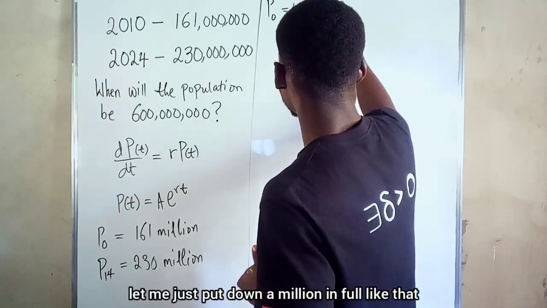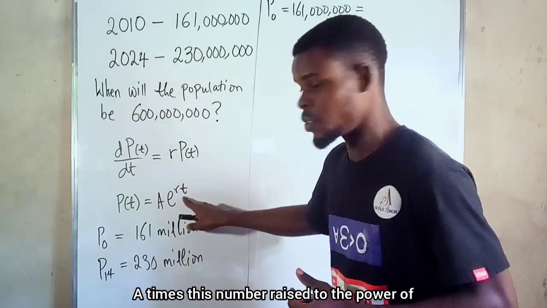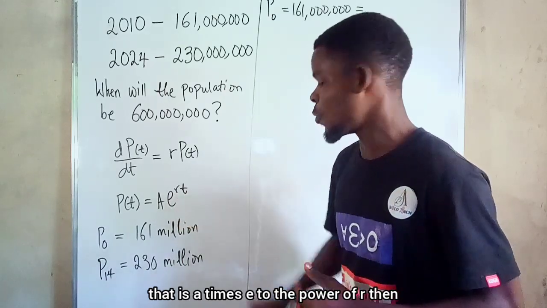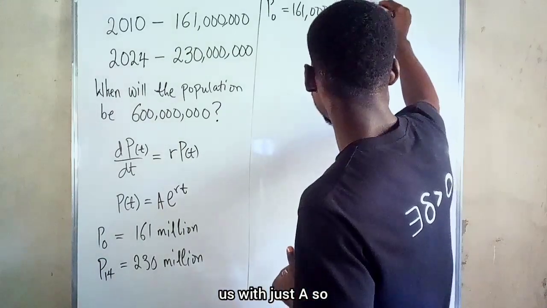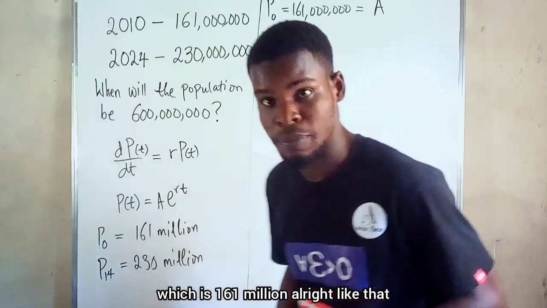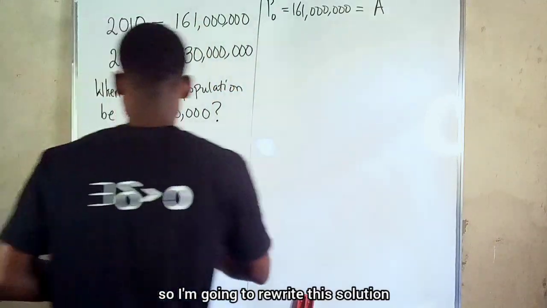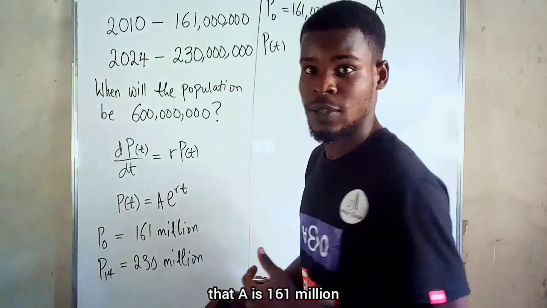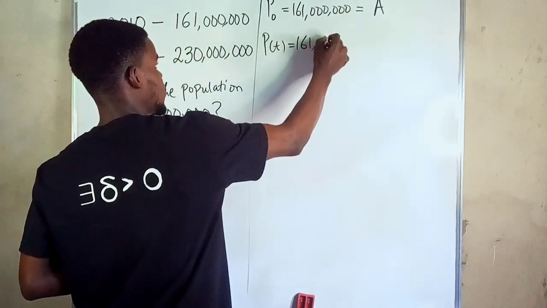Maybe let me just put down the million in full like that. This will just be A times e to the power of R, then you put 0 in place of t. That will break everything down to 1, leaving us with just A. So what that tells us is that the value of A is P naught, which is 161 million. So I'm going to rewrite this solution using the fact that A is 161 million, and we're going to get 161 million.